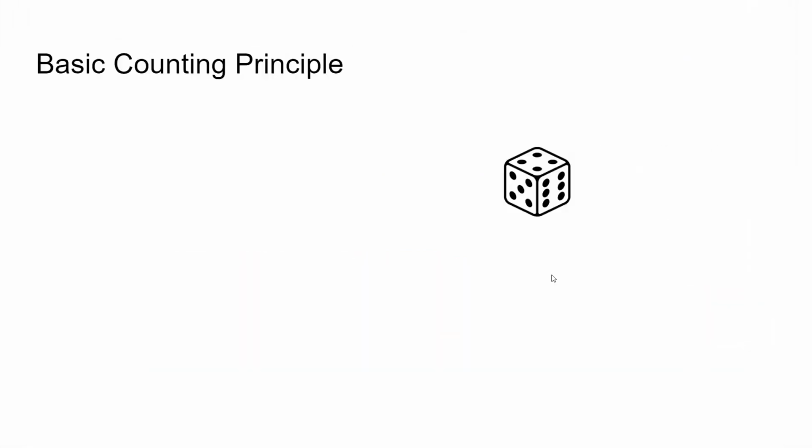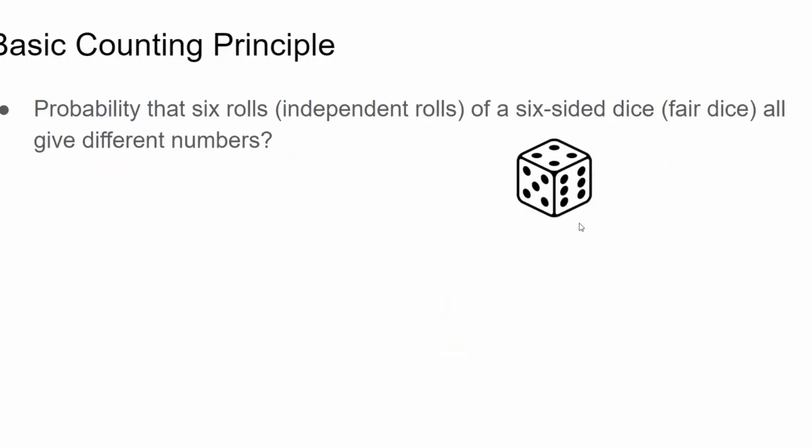Now, let's tie it all together with probability. Suppose we are rolling a fair 6-sided die 6 times, aiming for different numbers each time. The probability is the number of favorable outcomes, 6 factorial, divided by the total outcomes, 6 to the 6.